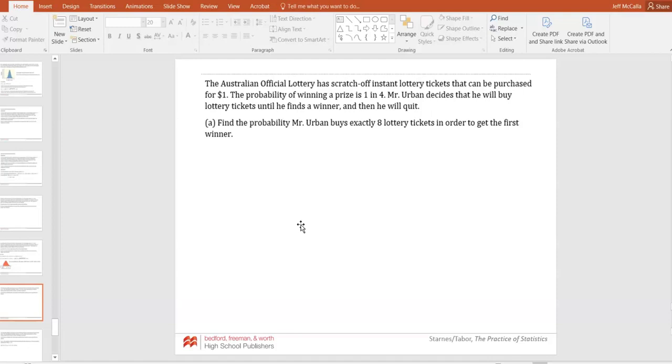Australian official lotteries has scratch-off instant lottery tickets that can be purchased for $1. Probability of winning a prize is 1 out of 4. That's independent. It seems to pass some of those conditions. Mr. Urban decides that he will buy lottery tickets until he finds a winner. Until he finds his first winner. That sounds like a geometric. Then he's going to quit.